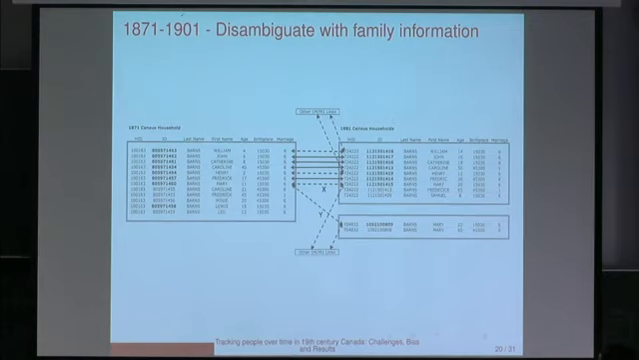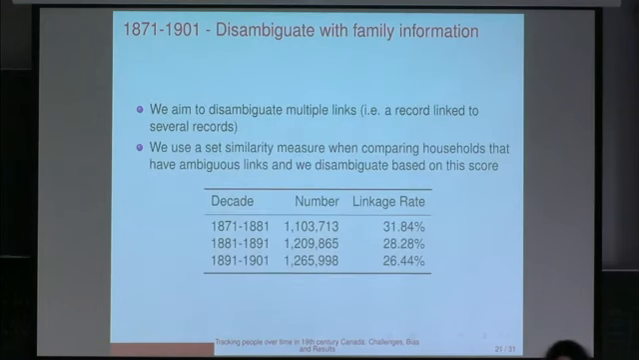If you look at this X link, you can see that this record was also linked somewhere else, but because most of the other records in the family have been linked to this family, we're confident that this is the correct link, so we can drop the other one. We're doing this using set similarity measures to disambiguate some of these links. When we do that, we end up almost doubling our linkage rate, going from 14-15% to almost 32%. So definitely we recover more links.